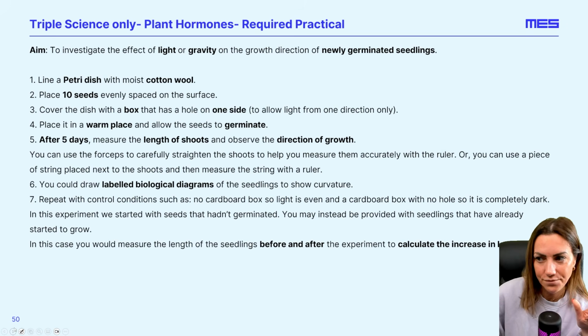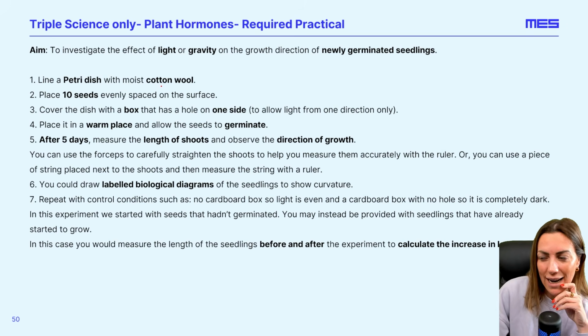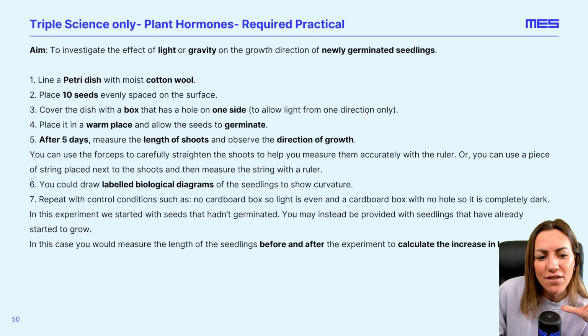So what you could do, get your Petri dish and line it with moist cotton wool, because obviously they do need some water to start to germinate. Take 10 seeds and evenly space them on the surface of the cotton wool. Cover the dish with a box that has a hole cut in one side. This is to make sure that light comes in from one direction only, so you can investigate the effect of light from one direction. You could even shine a lamp into the hole in the box, so light is coming in just from one direction.